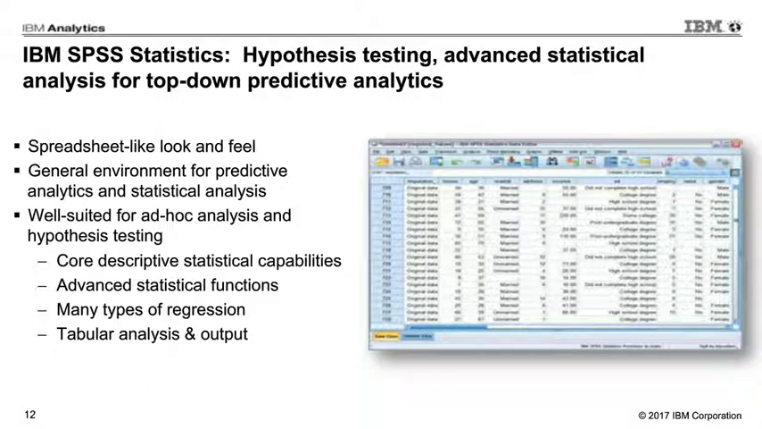Now, one thing I really wanted to highlight is that IBM SPSS Statistics is basically used as a top-down predictive analytics approach. When we're doing predictive analytics, we can have multiple approaches. One is the top-down approach, and then we have the bottom-up approach. IBM SPSS Statistics serves as the top-down approach, where you set the hypothesis and then analyze your data with the statistical procedures to test it, and bring back the results. You're going to prove your hypothesis right or wrong.